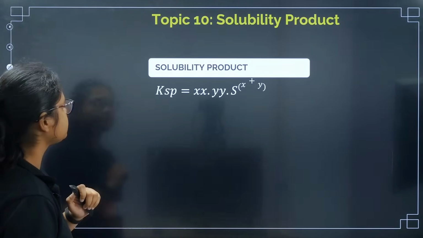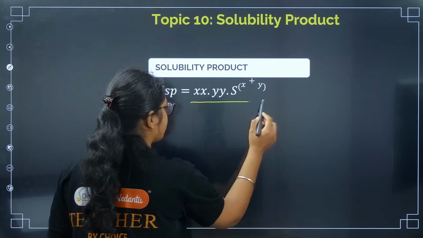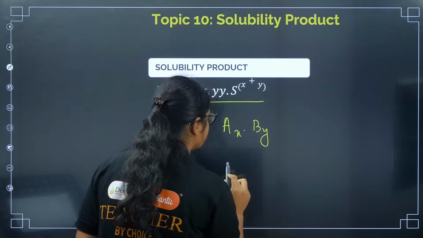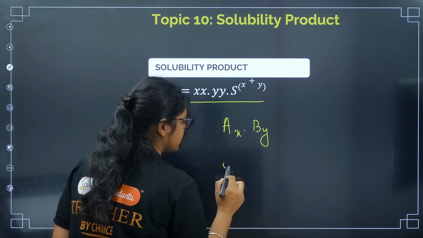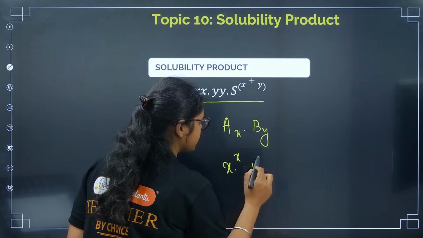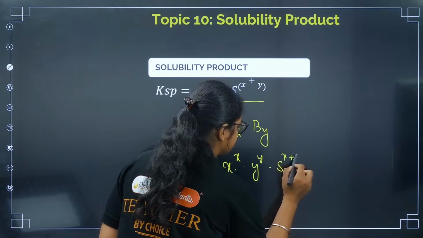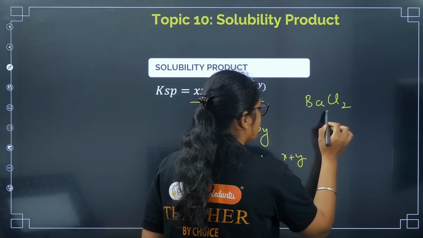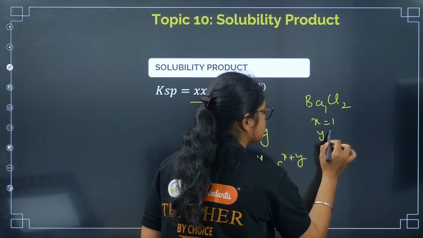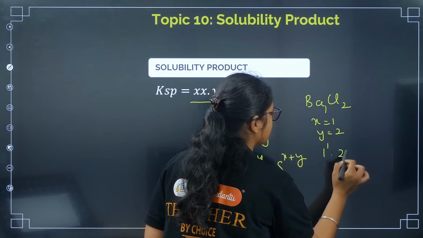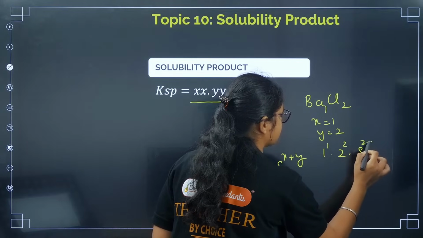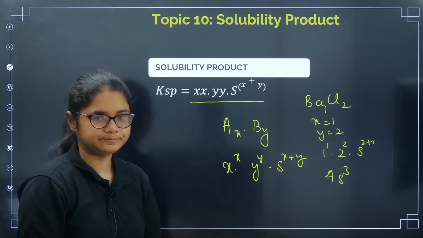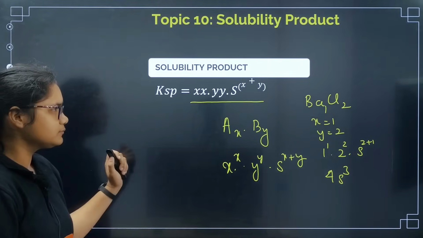Next is your solubility product for any salt of type AxBy. What is the solubility product? It is x to the power of x, y to the power of y, s to the power of x plus y. For example, we have the salt barium chloride. Here x is equal to 1, y is equal to 2. So 1 to the power of 1, 2 to the power of 2, s to the power of 2 plus 1, that is 3. So we can write 4s cubed. Clear?